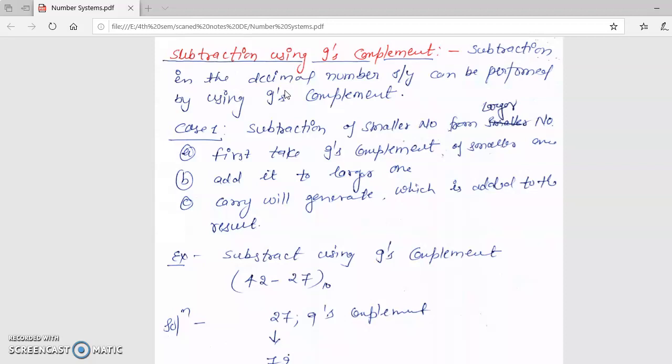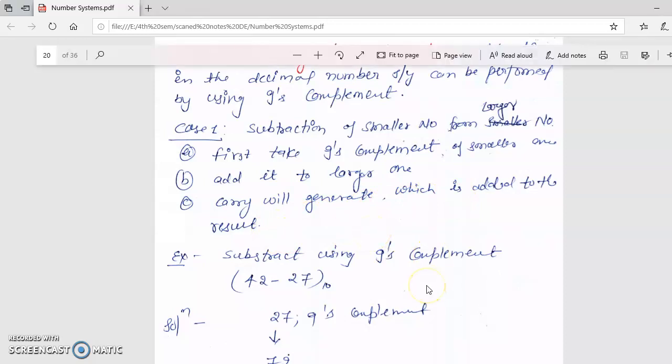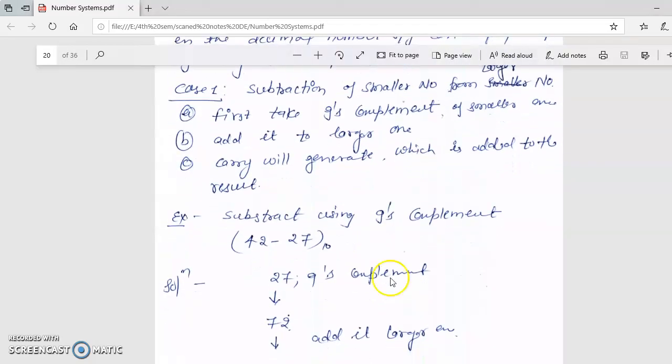First step is find or first check 9's complement of a smaller one. Add it to the larger one. Carry will generate, which is added to the result. By these rules we perform one example for 9's complement.